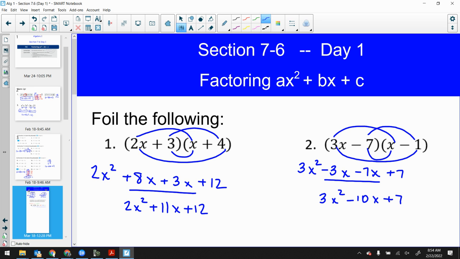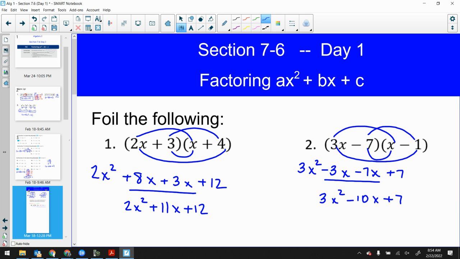Here's the moral of the story for you guys. I cannot just do the rule, factors of your last that add to get to the middle. I can't do that. You're going to find that I classify these trinomials into two ways. I call them hard type trinomials or easy type trinomials. The ones that you learned on Thursday, those were the easy type. These are the hard type.